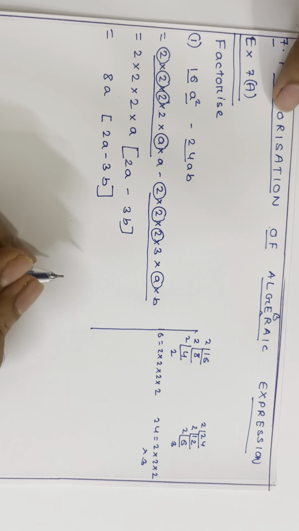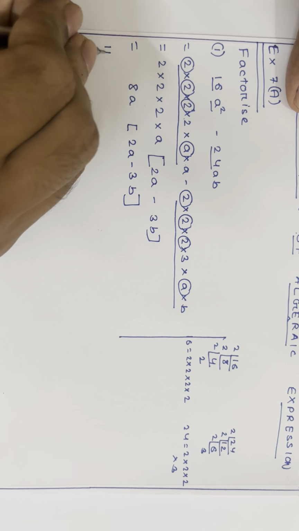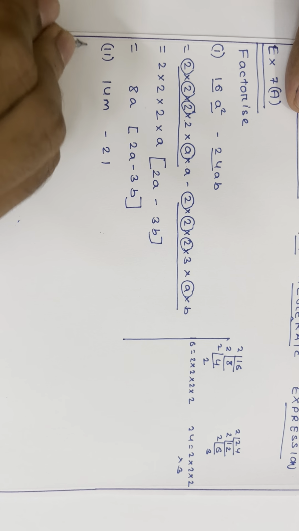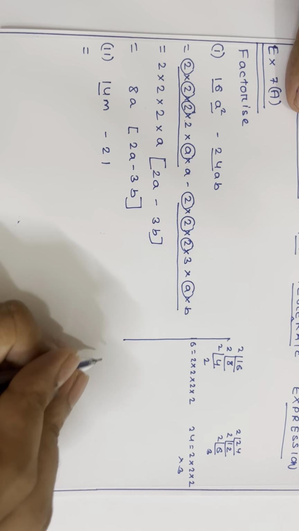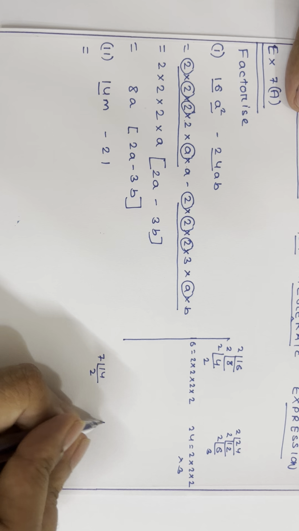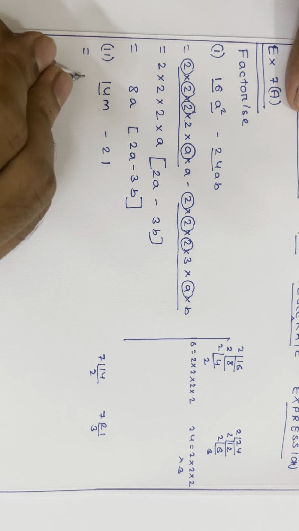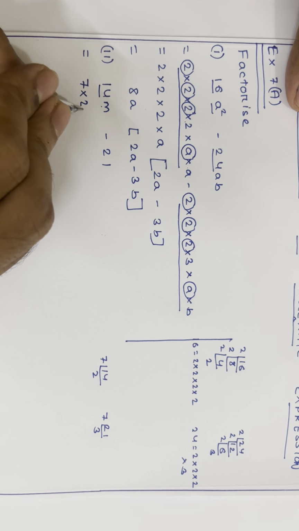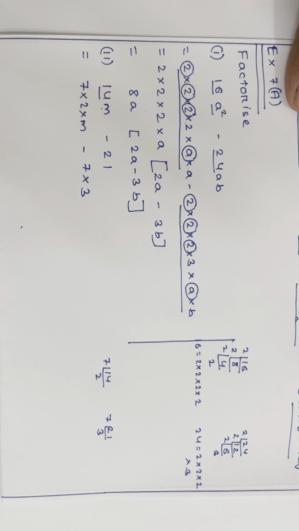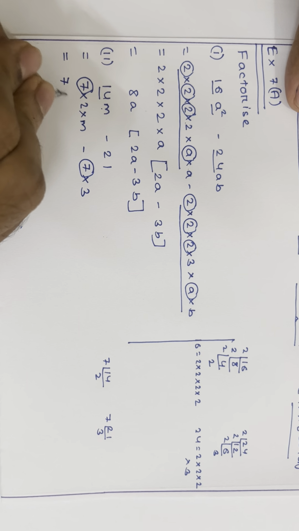Now let's go to the second question. In the second question we have 14m minus 21. So how can I write 14? If you prime factorize 14, it will come out to be 7 2s are 14. And if I prime factorize 21, what will I get? 7 3s are 21. So instead of 14 I will write 7 into 2, and m is there, so I will write into m, and this 21 I will write as 7 into 3. Now if you look carefully, 7 is here also, 7 is here also. So what will you take? You will take 7 common.